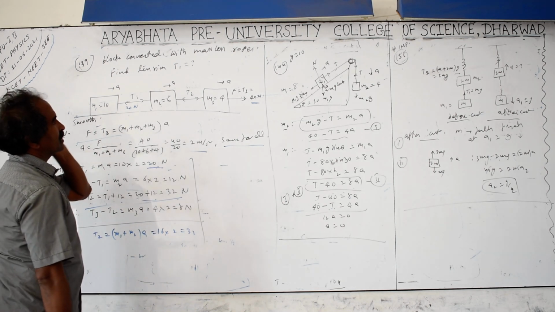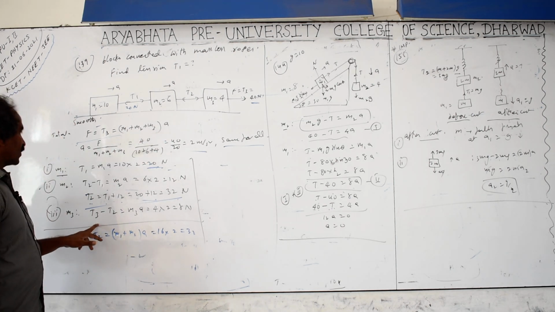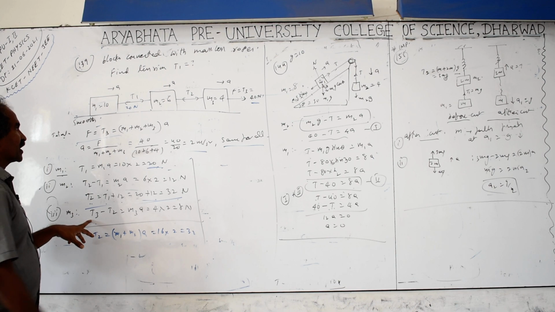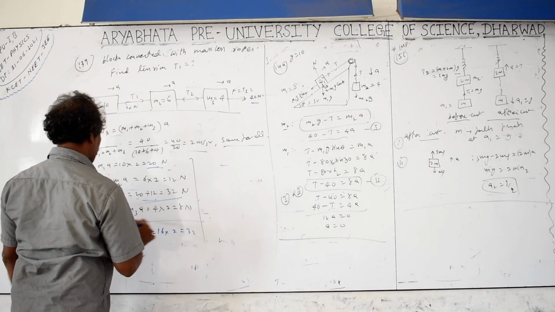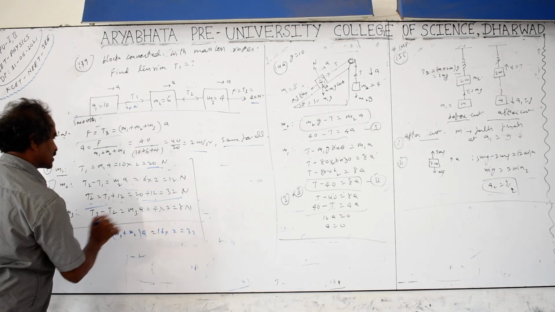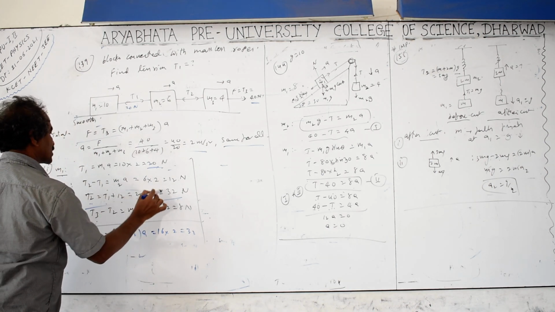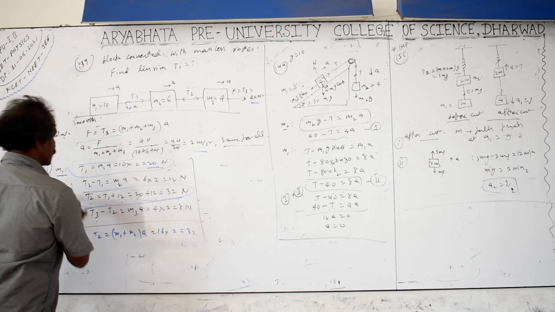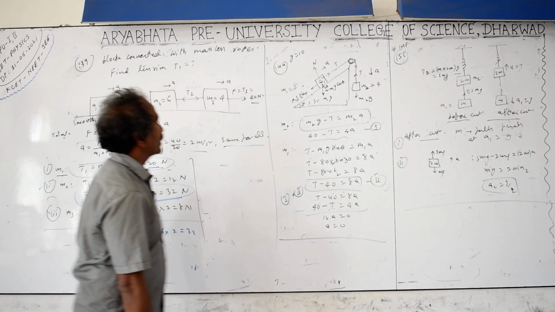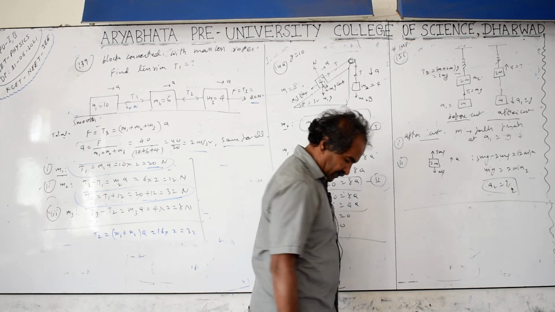Next, for m3, this is not required, since T3 is already given, but we can still take the equation for this m3: T3 minus T2 equals m3A. We can take the difference in the forces between the blocks. One force is T1, another force is T2, 32 newtons. T3 is already given. Next, question number 144.